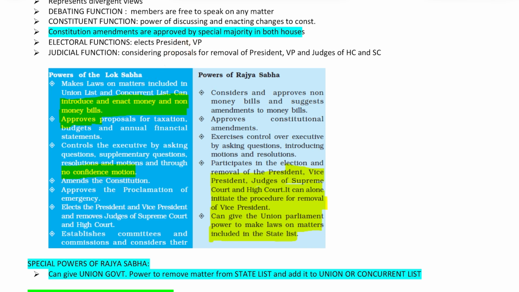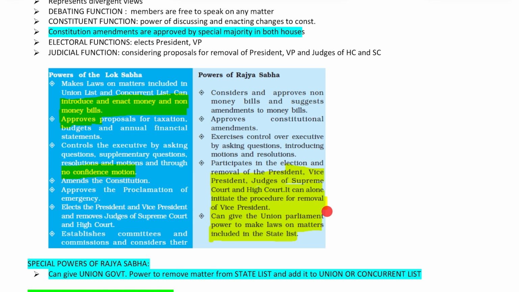Then it exercises control over the executive by asking questions, introducing motions and resolutions. Notably, no confidence motion can only be passed in the Lok Sabha and not in the Rajya Sabha. It participates in the election and removal of the president, vice president, and judges of the Supreme Court and High Court. It alone can initiate the process for the removal of the vice president. So this is an exclusive power. After the resolution is passed in the Rajya Sabha, the Lok Sabha only has to provide its assent.